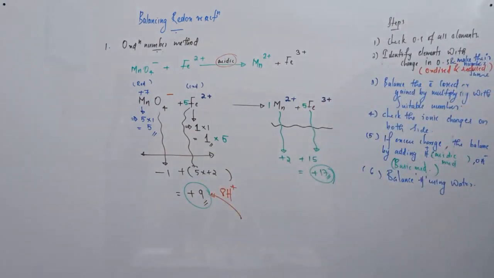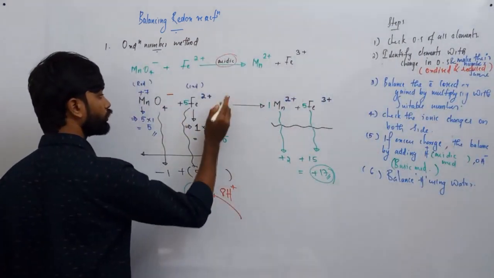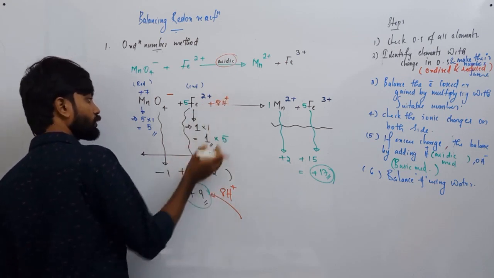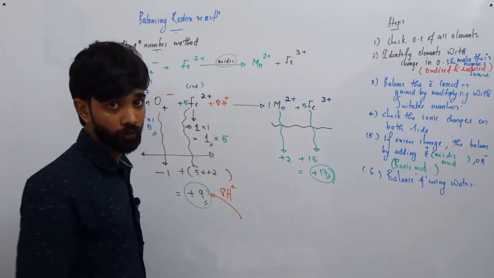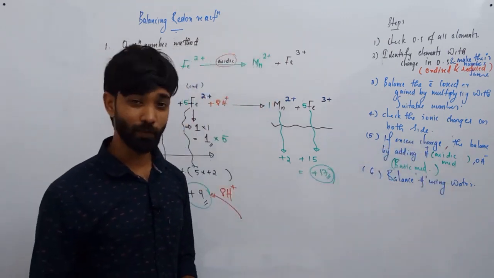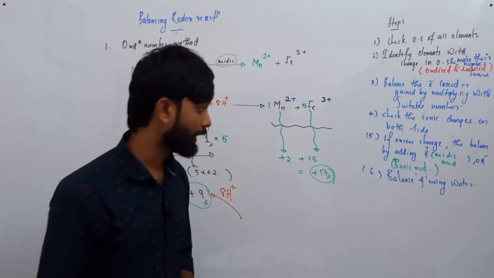But the medium is acidic, so you can give it in terms of H plus. So 8H plus is given to the left hand side. So the fifth step is also okay. Excess charge is balanced by adding H plus or OH minus. Since our medium is acidic, we balance it by adding H plus.